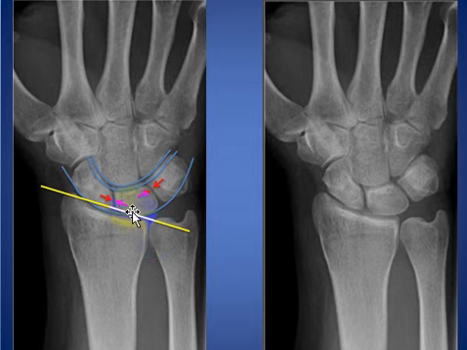The width of the intercarpal joints is uniform and about 2 millimeters.